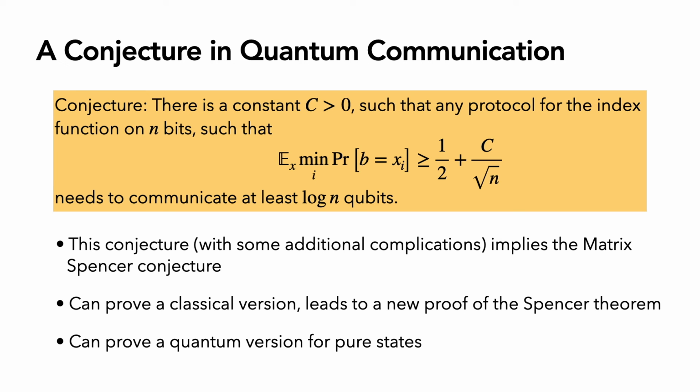This conjecture, with a few bells and whistles, implies the matrix-Spencer conjecture. We can prove a classical version of this conjecture, which leads to a new proof of Spencer's theorem. In fact, we can prove a quantum version for pure states. This is the key in our resolution of the matrix-Spencer conjecture for moderate rank matrices.